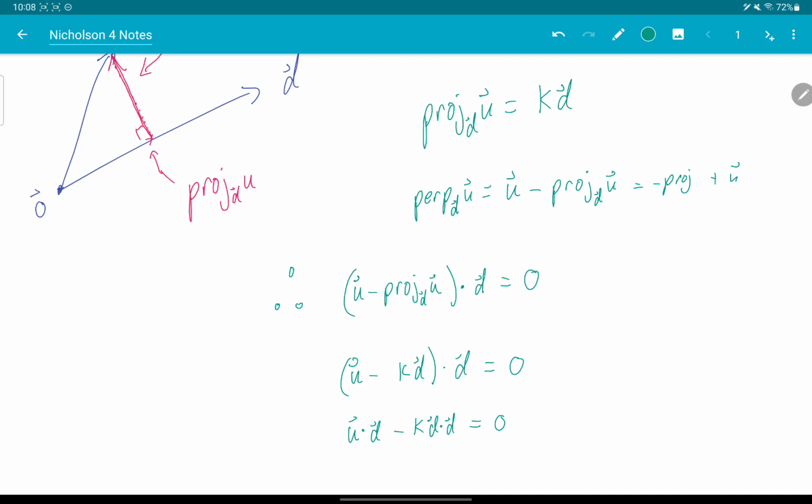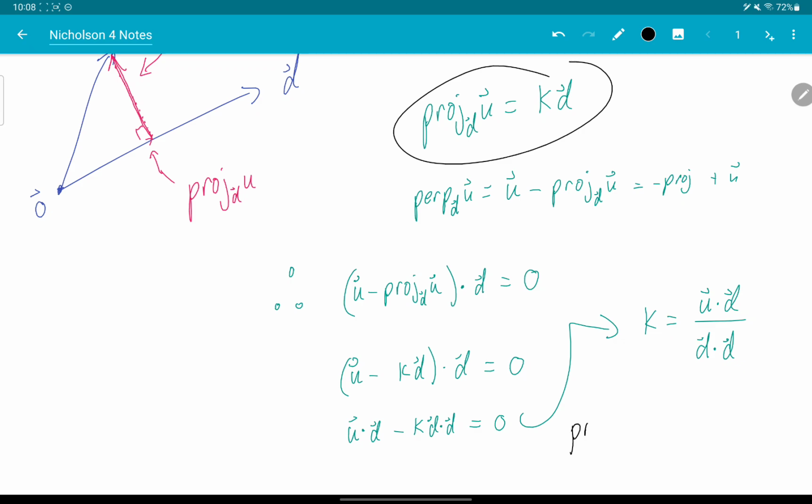So I'm going to solve for K here, and I get K is equal to U dot D over D dot D. Which tells me, looking back here, that the projection onto D of U is U dot D over D dot D in the direction of D. I'll put all my little arrows on top there, and then we are good to go.